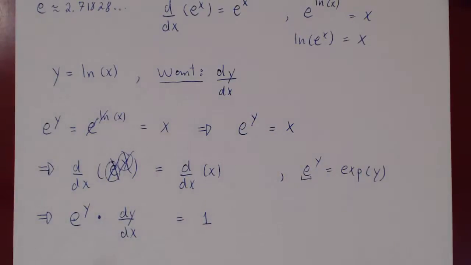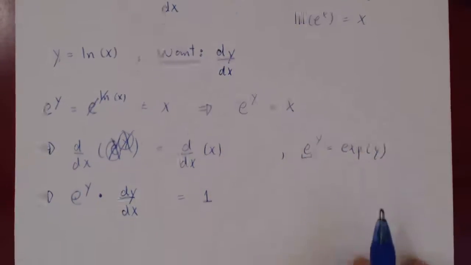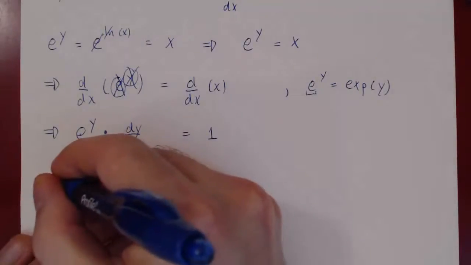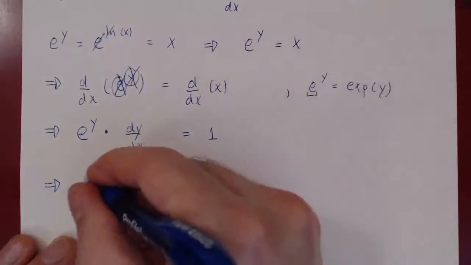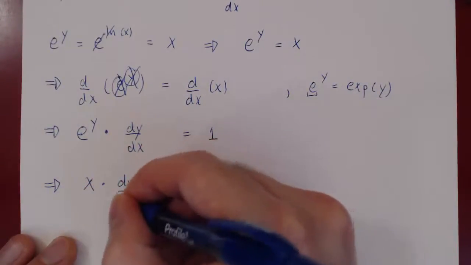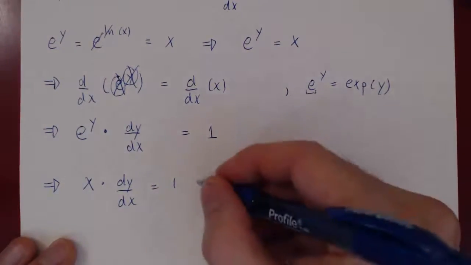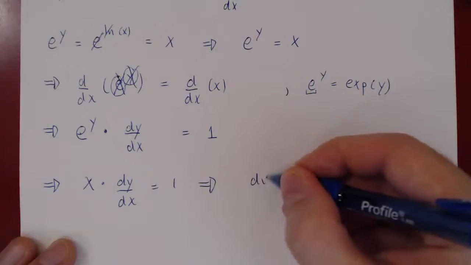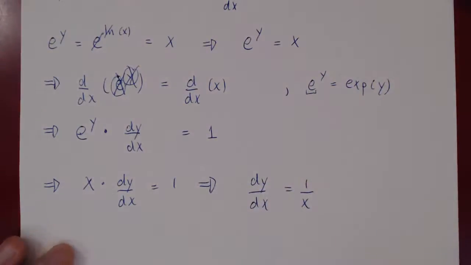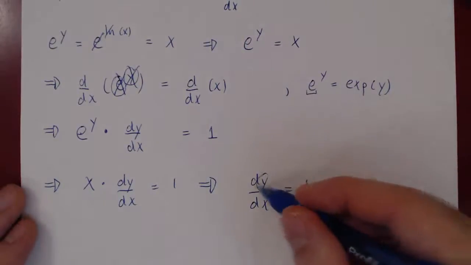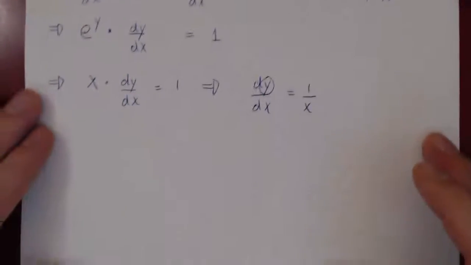But now we can simplify a little more. E to the y, we know is equal to x. So what we have is actually quite simple now. E to the y is equal to x. So we have simply x times dy over dx is equal to 1. Divide both sides by x, and so the derivative of y with respect to x is just 1 over x. But if you remember y, that was just ln of x. And so we have it.